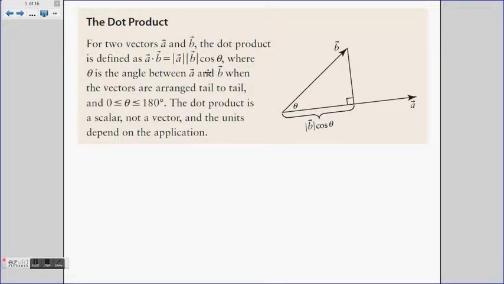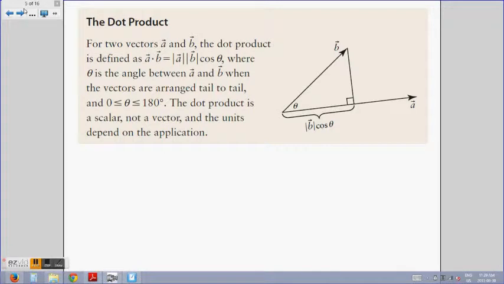Basically, as mentioned before, we're multiplying the magnitude of A times the component of the magnitude of B that lies along A, where the angle theta is between 0 and 180. The dot product is a scalar. It's not a vector, so we can define the units accordingly.